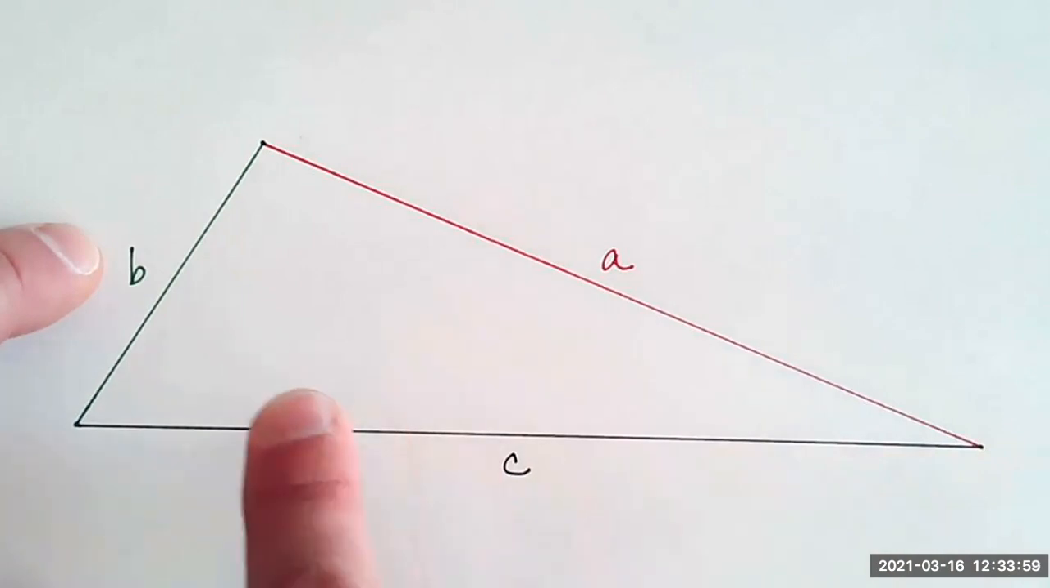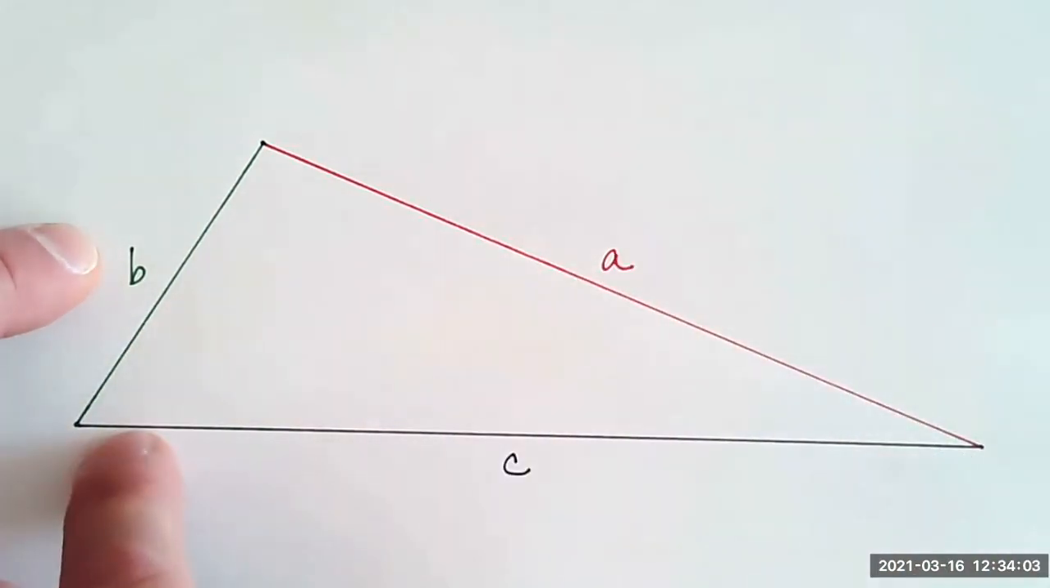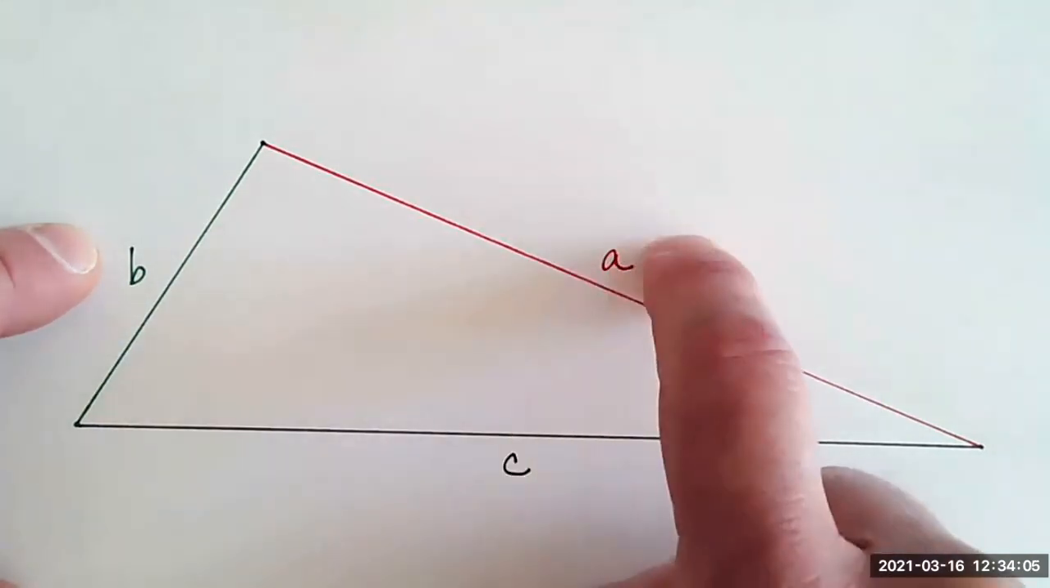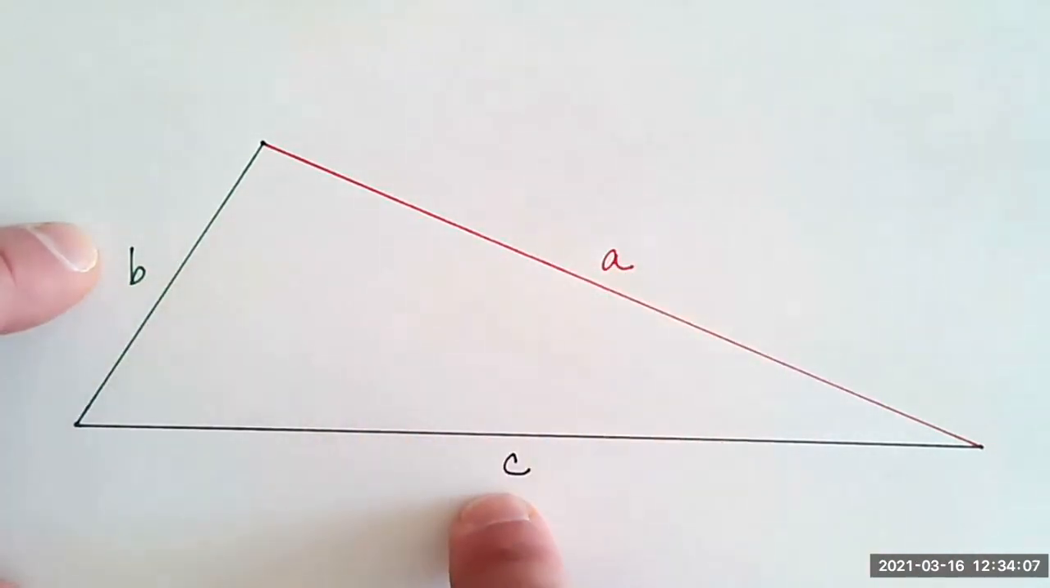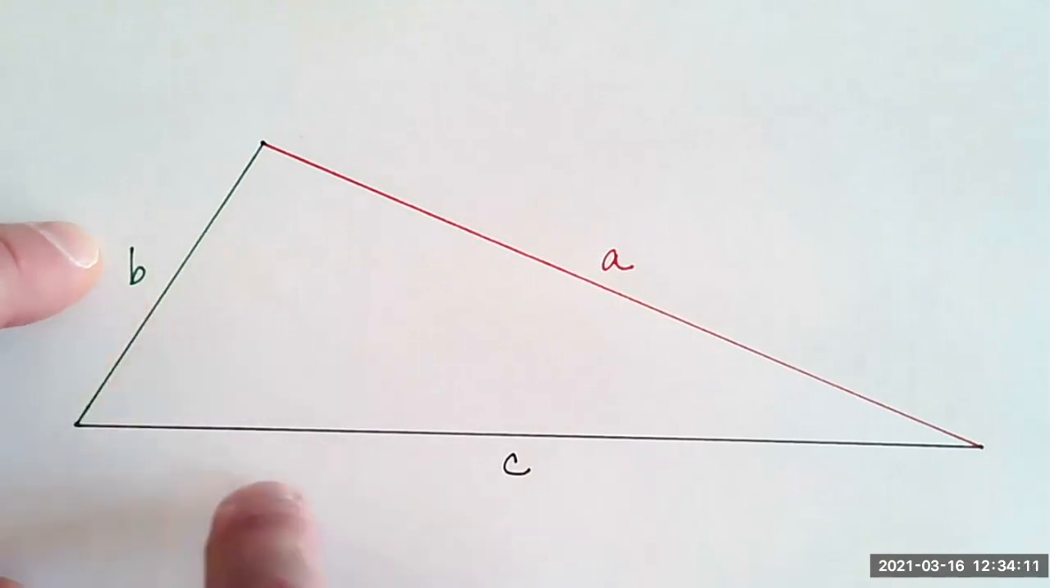Smallest side, opposite the smallest angle. And the side in the middle, the side that's neither larger nor smaller, is opposite the angle that's also between the smallest and largest angle. So we can order these from smallest to largest.